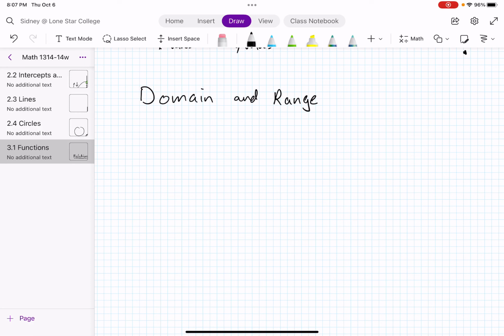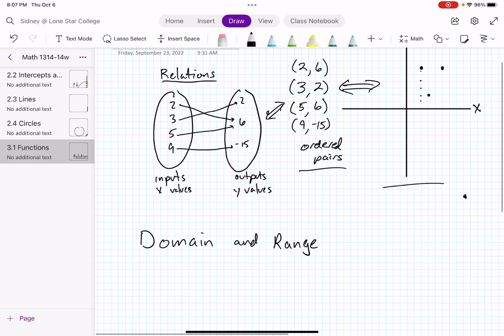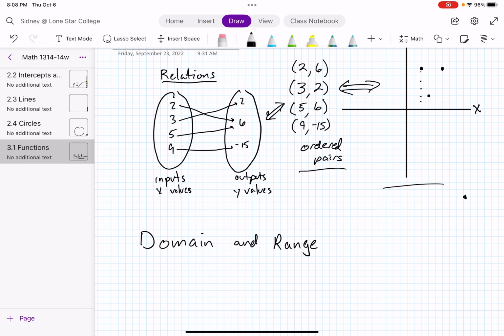So, two words you're going to hear a whole lot of in college algebra are domain and range. And so when we're looking at relations, another way of describing these input values is to call them domain. That is the domain of this relation, and this is the range of the relation. But domain is the inputs.